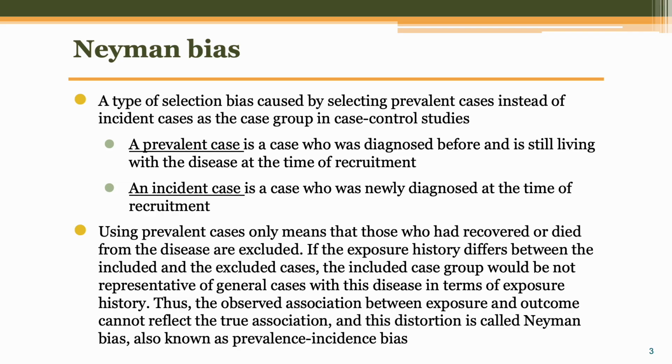Using prevalent cases only means that those who had recovered or died from the disease are excluded. If the exposure history differs between the included and the excluded cases, the included case group would not be representative of general cases with this disease in terms of exposure history. Thus, the observed association between exposure and outcome cannot reflect the true association, and this distortion is called Neyman bias, also known as prevalence incidence bias.